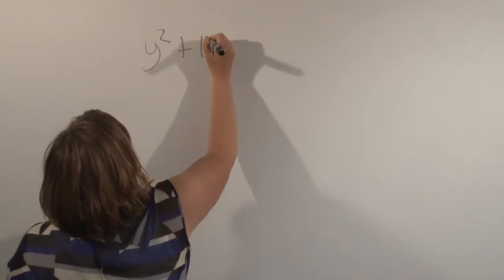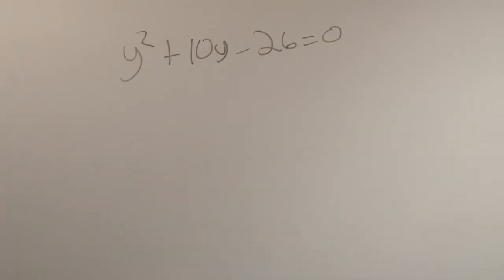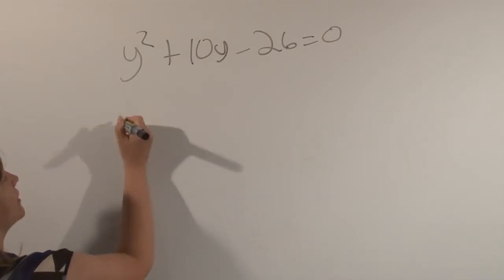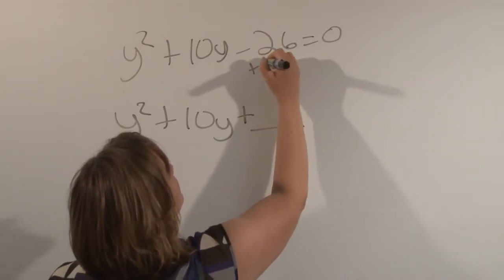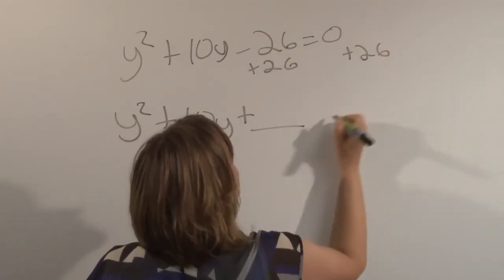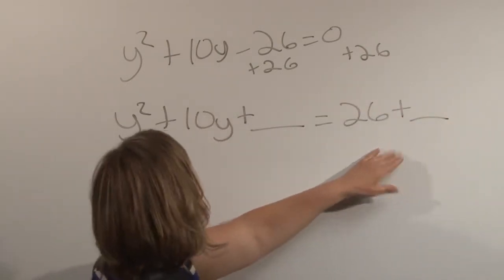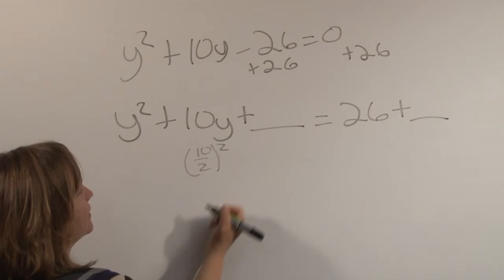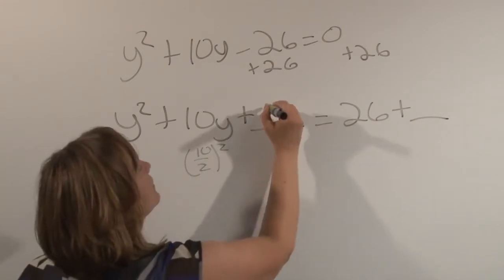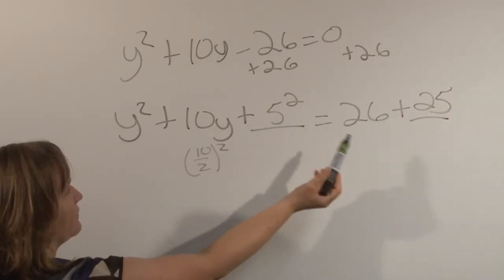Y squared plus 10y minus 26 equals 0. Again, it's not factorable, and it doesn't fit the square root property, so we're going to use completing the square. I know I'm going to have to add something here, so I'm going to go ahead and move the 26 to the other side of the equation, and then whatever I added on the left of the equal sign, I will add to the right. To get that number, I'm going to take the middle term, divide it by 2, and square it. 10 divided by 2 is 5. 5 squared is 25. We added 25 to both sides.